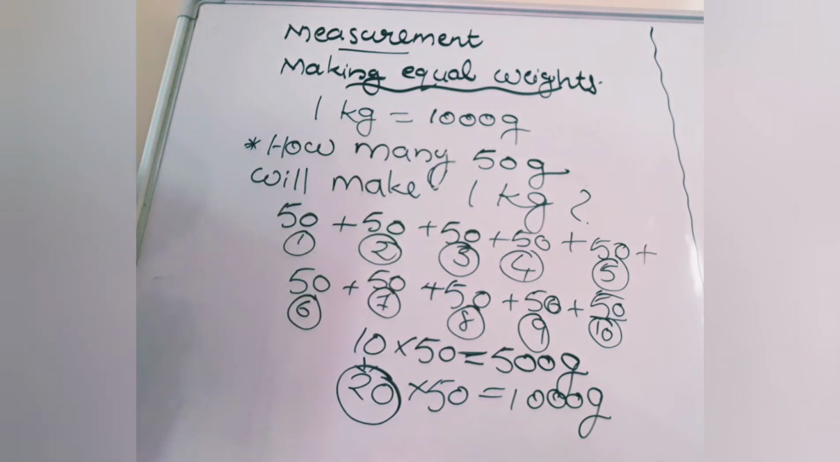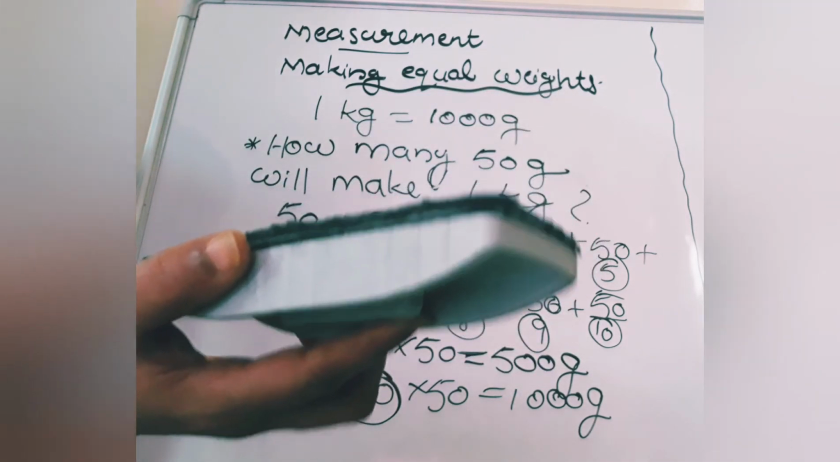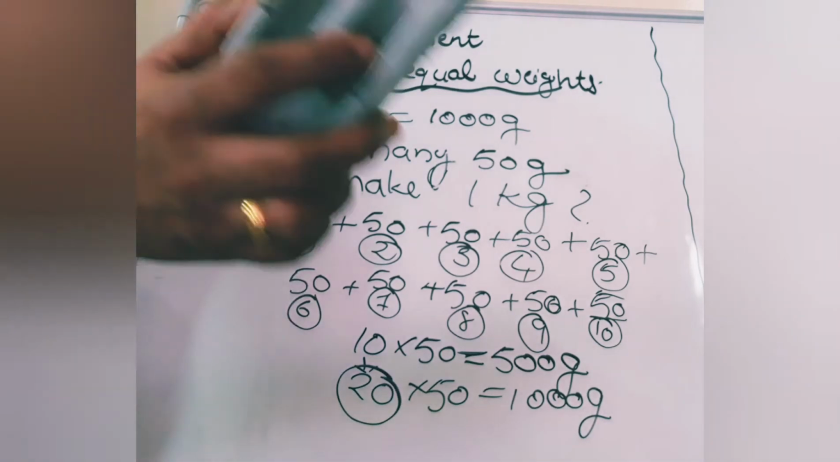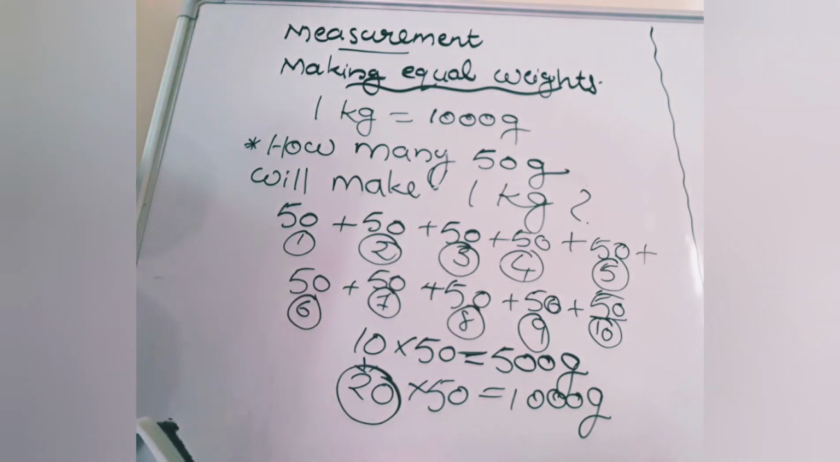50 gram, when you are taking 50 gram weight. Suppose this is a 50 gram weight. So to make it equal to 1 kg, how much do you have to take? When you take 50 gram weight, you have to put 20 times this weight. Then only it will be equal to 1000 gram.